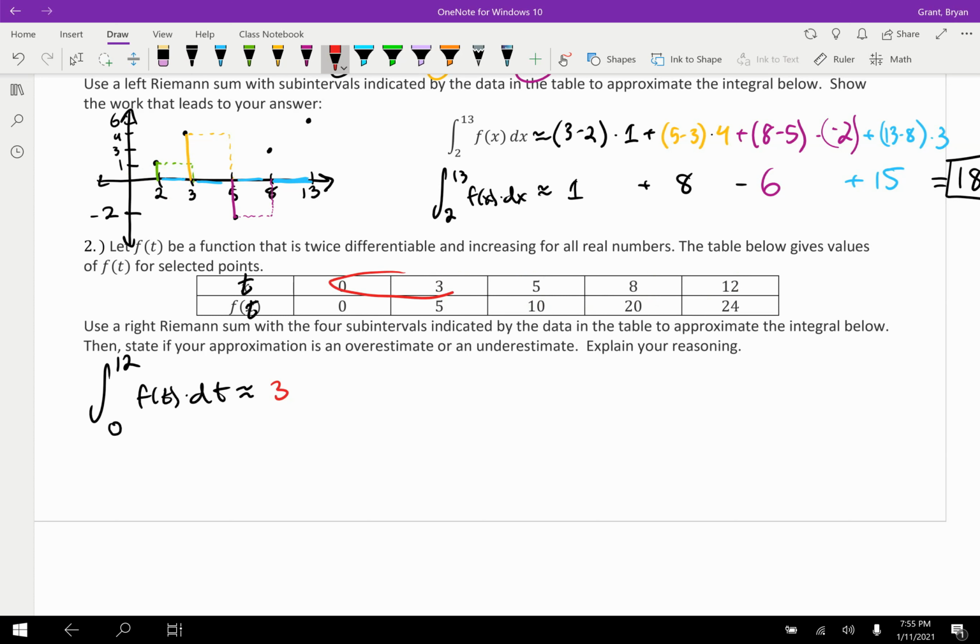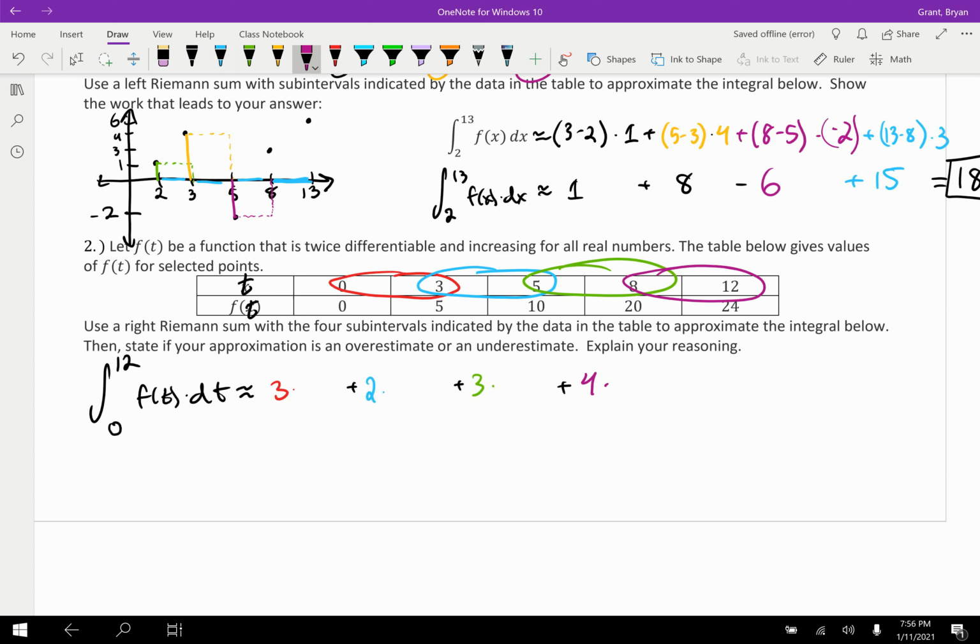My first base is 3. Now again, I'll try to do colors here. And we'll do a plus, and I think this will be enough room. All right, my next one, the base from 3 to 5, we saw that earlier, is going to be 2. That's the base again. And then my third base from 5 to 8 is going to be 3. And then my last base from 8 to 12 is going to be 4. So we have all those bases.